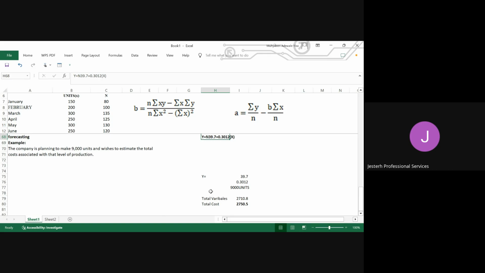Then the total cost. We already know our fixed cost. Total cost comprises variable cost plus fixed cost. Since we have already come up with our variable cost, the next thing to do is add that variable cost to your fixed cost. I want to believe that you get the question clearly now.